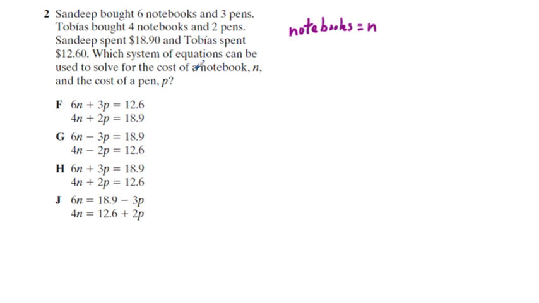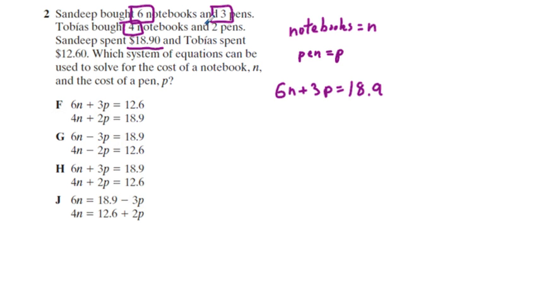And then pen equals P. And the numbers we need to worry about are these right here, 6 and 3. So one of our equations is going to be 6n plus 3p. And that's what Sandeep bought. Now Sandeep spent $18.9, right?